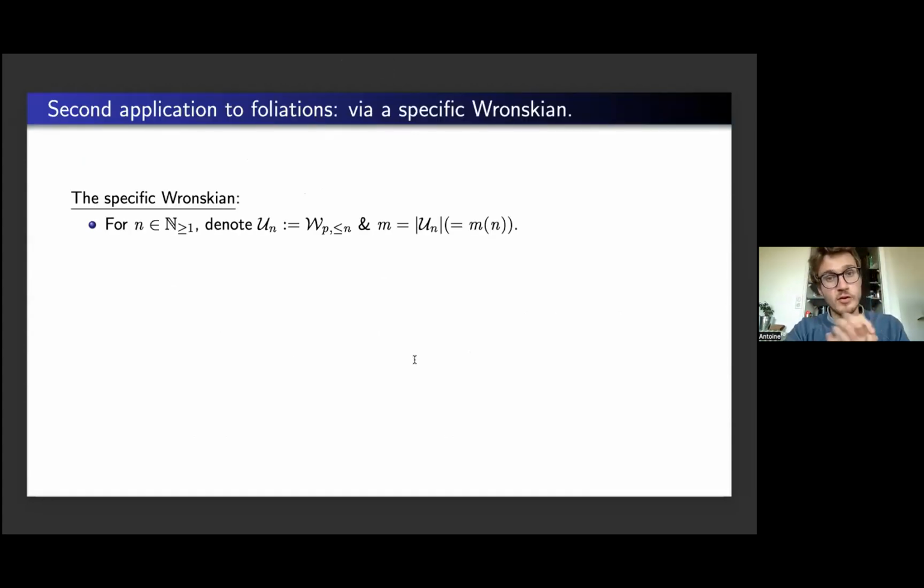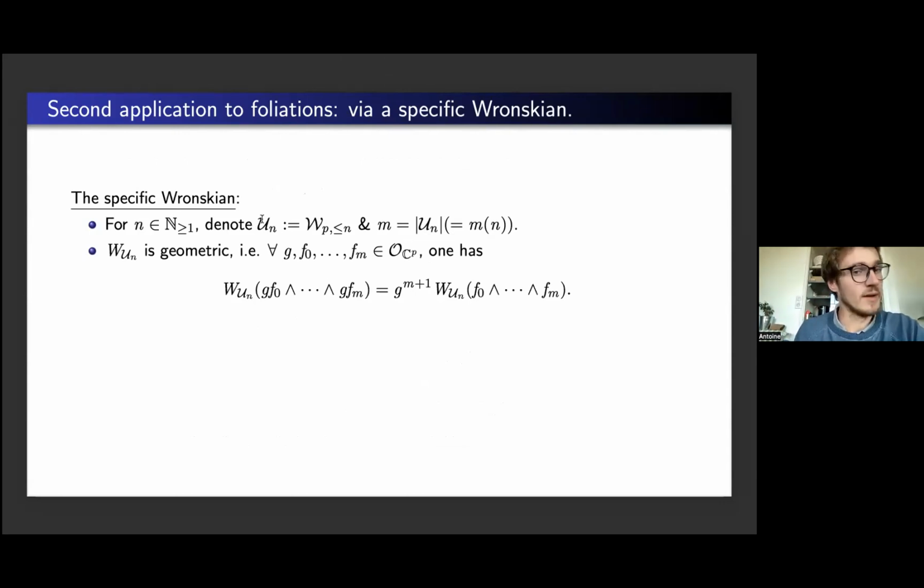So for the first application, we are going to use a very specific Wronskian. So what is the specific Wronskian? It's the following. You take n, a natural number, and we denote by U_n the set in which we put all the words of length less than or equal to n. Of course, as we put all the words, it is a full set. And we'll denote by m its cardinality.